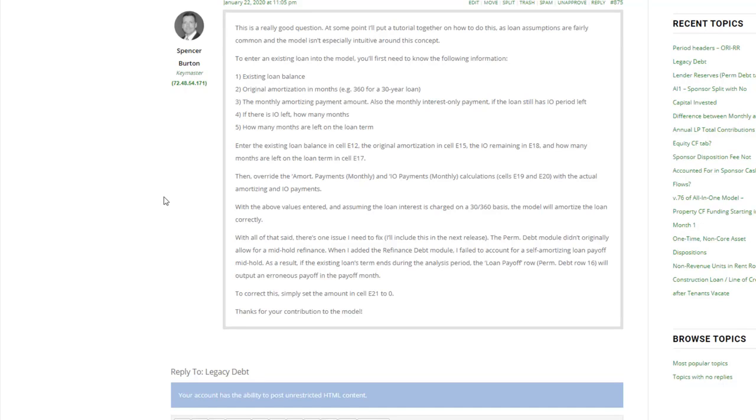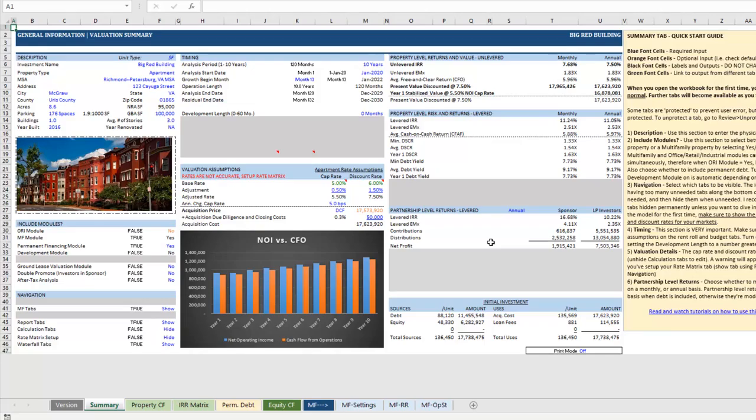You'll need to know the existing loan balance of the debt you're going to be assuming, the original amortization in months, the monthly amortizing payments for the loan, as well as any interest-only monthly payments if there's any IO left. You'll need to know how many months of interest-only are remaining, if any. And then finally, how many months are left on the loan's term. And with that information, and assuming you're using version 0.77 or later of the All-in-One, you can model this situation.